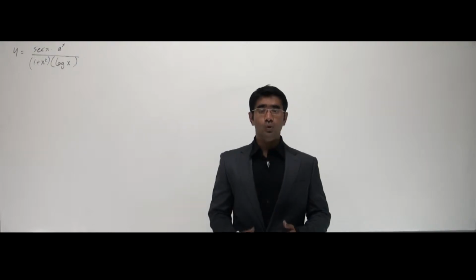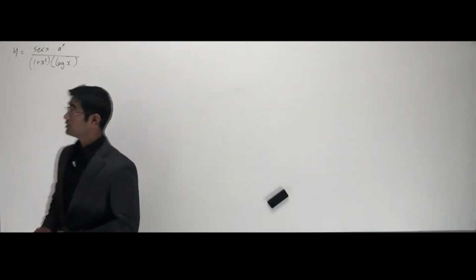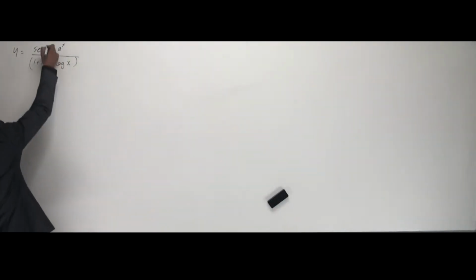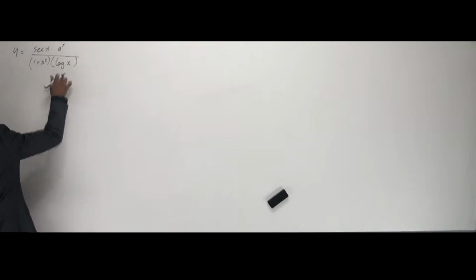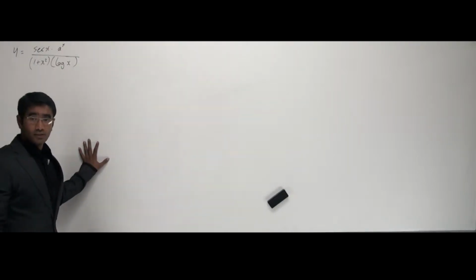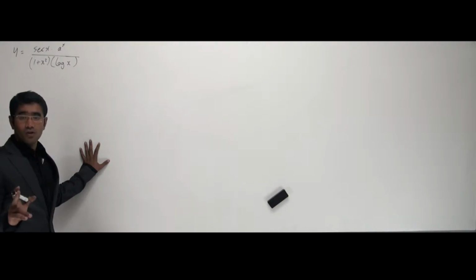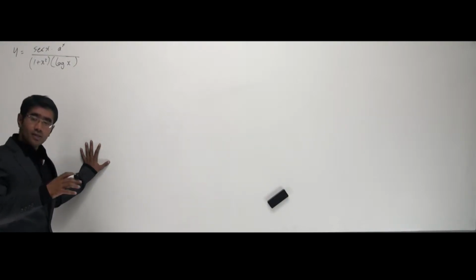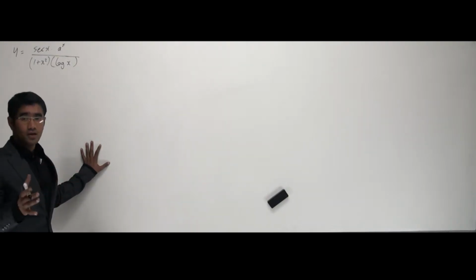Right guys, now let's work with another problem with four functions, basically using quotient rule and product rule together. Now we have secant x, a power x, 1 plus x squared, and log x. These are the four functions. As the rule says, what we learned, we can differentiate only one function at a time. So what we're doing here is trying to separate all these functions. That's the art of differentiation.